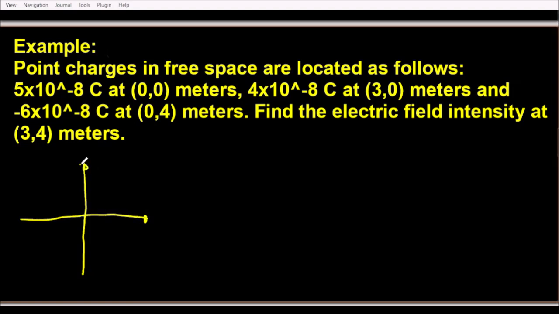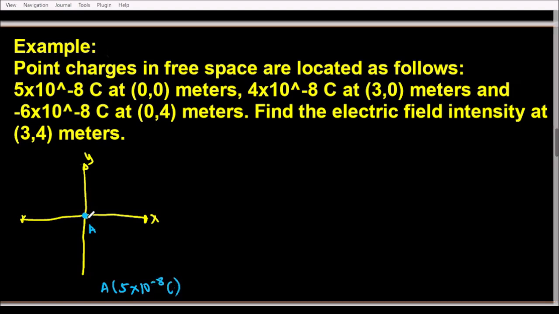So this is our x and this is our y. At point 0,0, this will be our point A. The charge on this one, for A, is 5 times 10 raised to the power of negative 8 coulomb, at coordinate 0,0. Then next, 4 times 10 to the power of negative 8. This is our point B, at 3,0. The 3 here is for the x, so 1, 2, 3. Then the 0 is for the y. So 0 is here, and our point is this one. This will be our point B.